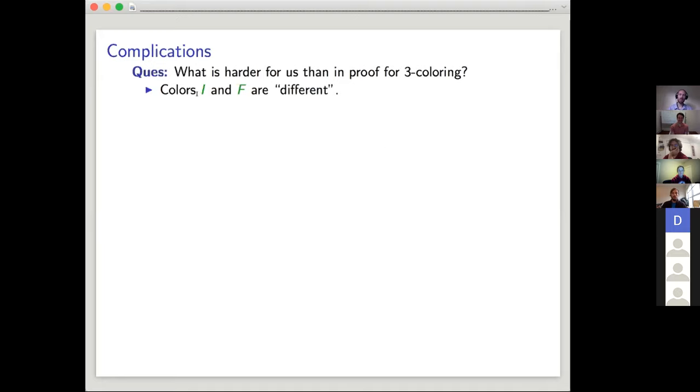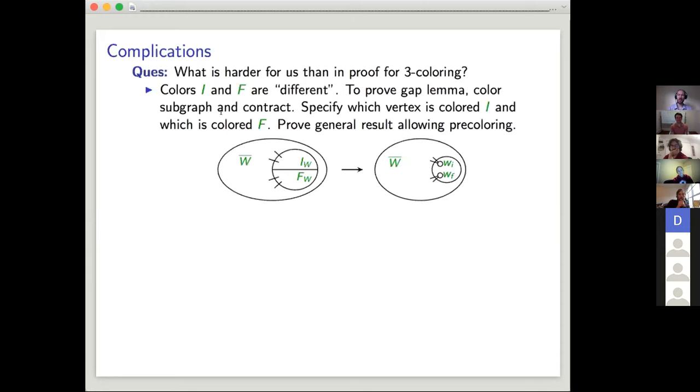And one of the complications is that the colors I and F are different, right? So when you think about proving the gap lemma, when we proved it for them, we said, okay, you pre-color this thing and then you contract it down to the triangle. And then if you got a coloring of this smaller graph, well, you can just sort of permute the colors on the triangle so they match what you were assuming. And then you can lift it back to a coloring of the original thing. But the problem is now the colors I and F are really fundamentally different. And so we can't just do this and then say, oh, well, I didn't like the coloring for the smaller part, so we'll just permute the colors.